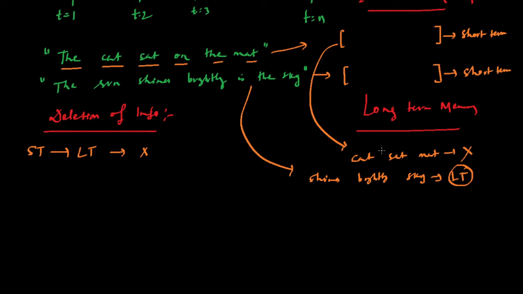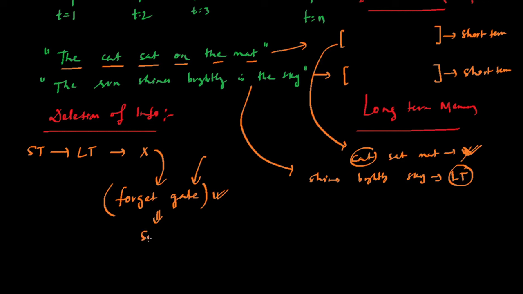Let's say initially cat, sat, and mat, only cat was important, but going further, cat's relevance decreased. So cat was removed from the list of long-term memory. Okay. Now, who decides that? There is a forget gate in LSTM that decides that. It has the decision power of either keeping it or deleting it.